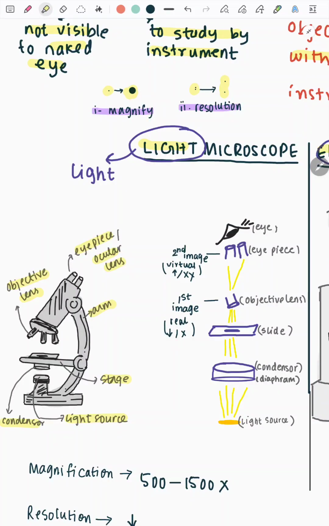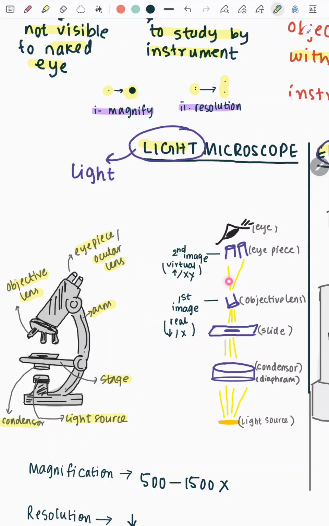Now, to understand the working, the light source releases light beams that are received by the condenser. The condenser condenses them into a narrow beam. The condenser also has a diaphragm that controls the amount of light coming to the slide. The light strikes the slide containing the specimen. Then these rays are transmitted to the objective lens. This is where the first image is formed. It is the real but inverted image of the object. This image has been magnified.